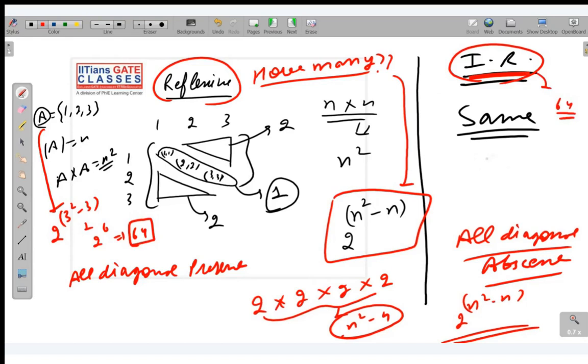Sometimes they might ask you formulas like this. We have a set of n elements. How many reflexive are possible? How many irreflexive are possible? Same. And sometimes they may slightly twist the question. So let me jump to the next slide and show you the twisted question. Take snapshot.